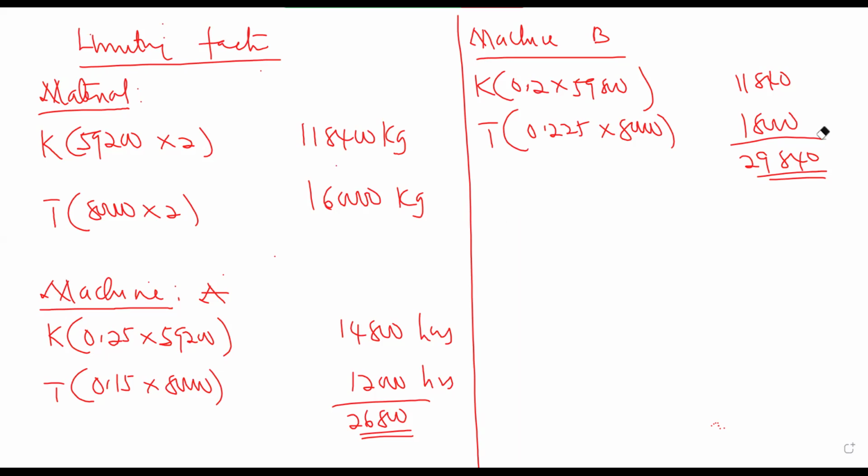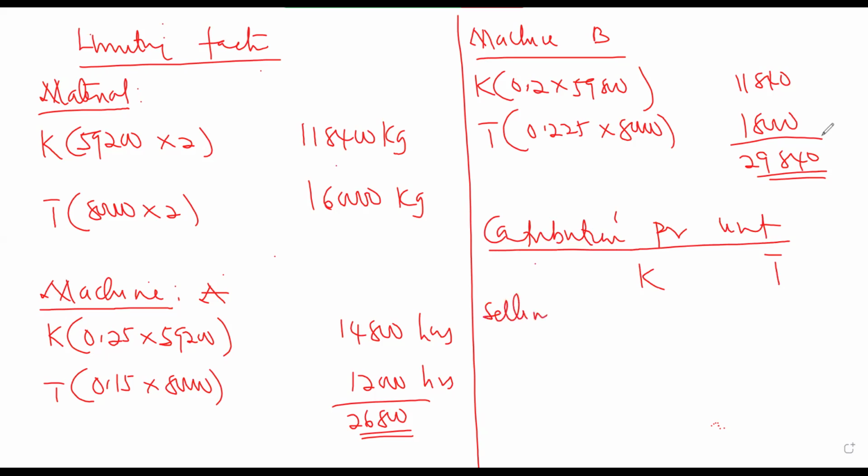per unit for all of them. So let's have product K and product T. What is the selling price?